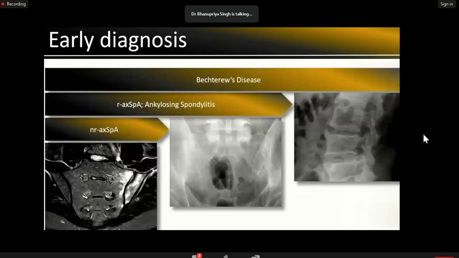Early diagnosis is important to prevent the permanent structural changes. This is another name for ankylosing spondylitis only. It has a spectrum of acronyms that can be asked in your viva, and multiple named signs that you should remember. So on a coronal STIR image, here we see a non-radiographic axial SpA where there is a frank subchondral bone marrow edema.